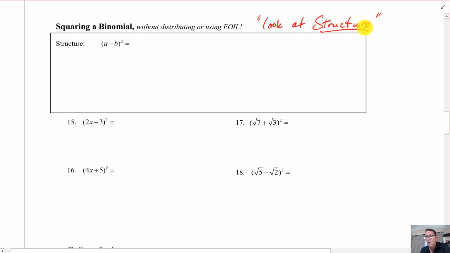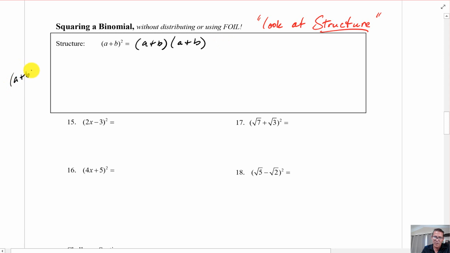Okay, and again, a lot of this lesson, especially this one here, we're starting to look at the structure of numbers, and that's really, really important. So here we go. Let's develop it through the distributive property first. So we're going to take a plus b times a plus b, because that's what it means. Let me pause right now and go off in the margin here.